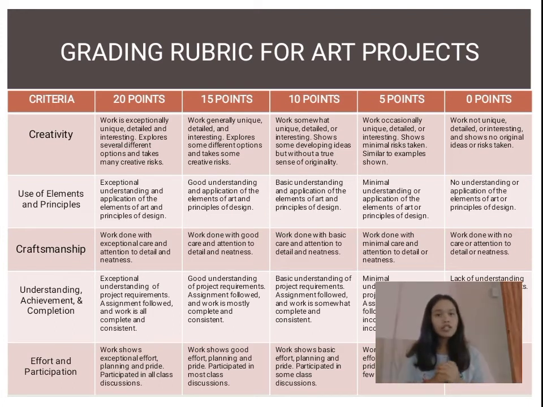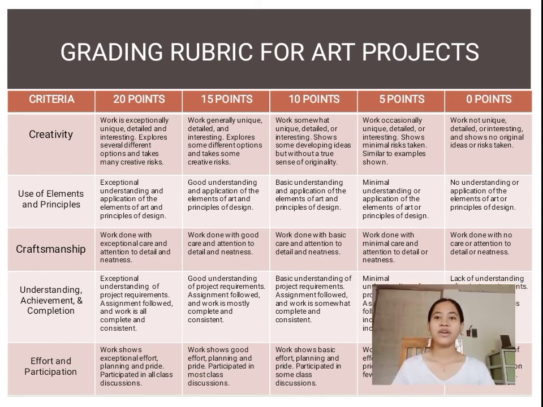The third criteria in grading art project is craftsmanship. This criteria centers on how the artist incorporates detail and neatness in his artwork. So 20 points will be given if the work is done with exceptional care and attention to detail and neatness. 15 points if the work is done with good care and attention. 10 points if the work is done with basic care and attention. 5 points if the work is done with minimal care and attention. And 0 points if the work is done with no care or attention to detail and neatness.